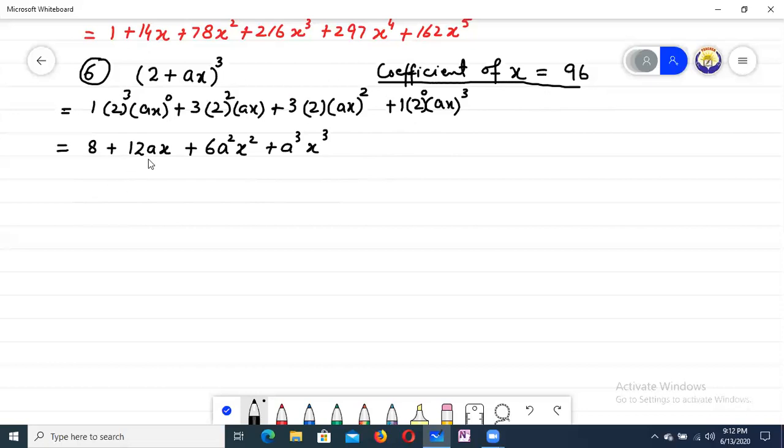Coefficient of x, what is here the coefficient of x in the expansion? That is 12a. It means this coefficient 12a is equal to 96. Then a is equal to, 12 eights are 96, 96 divided by 12 will be 8. This is the value of a.